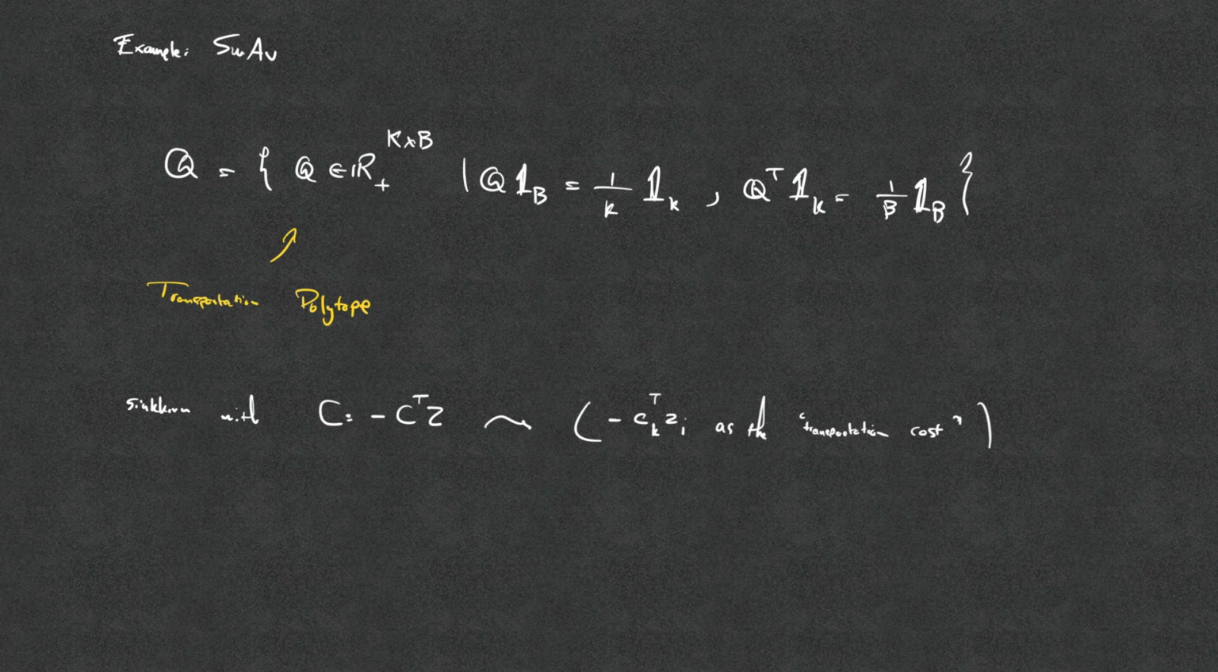Looking at the transportation polytope, they make these assumptions, meaning that if you have a Q, which is similar to a P, if you sum every row of it, you're going to end up with 1 divided by k, and if you sum every column of it, you're going to end up with 1 divided by b, and this is defining the transportation polytope. Previously we had the minus lambda C; they basically defined the minus C of that previous equation as this.